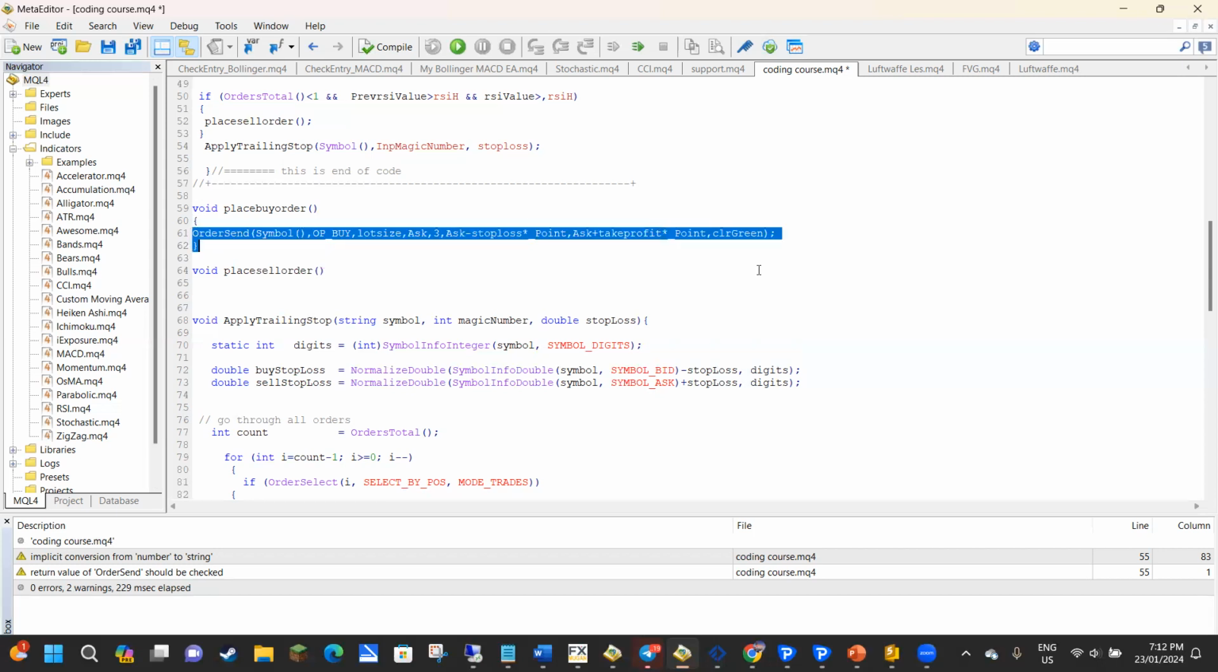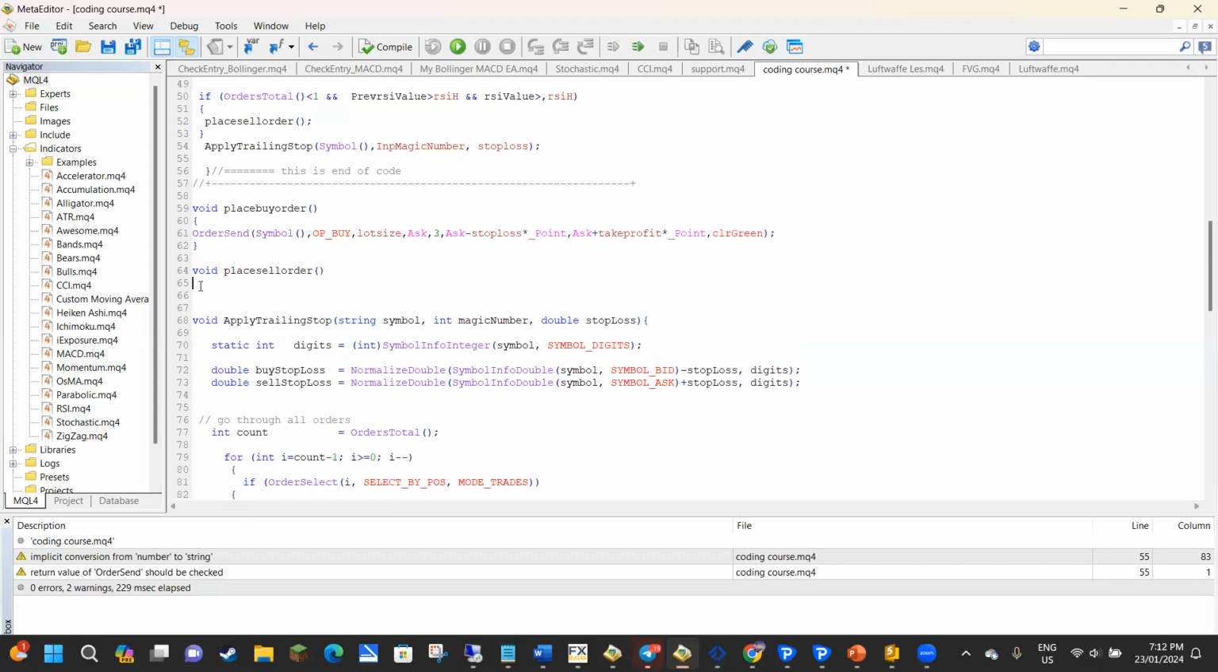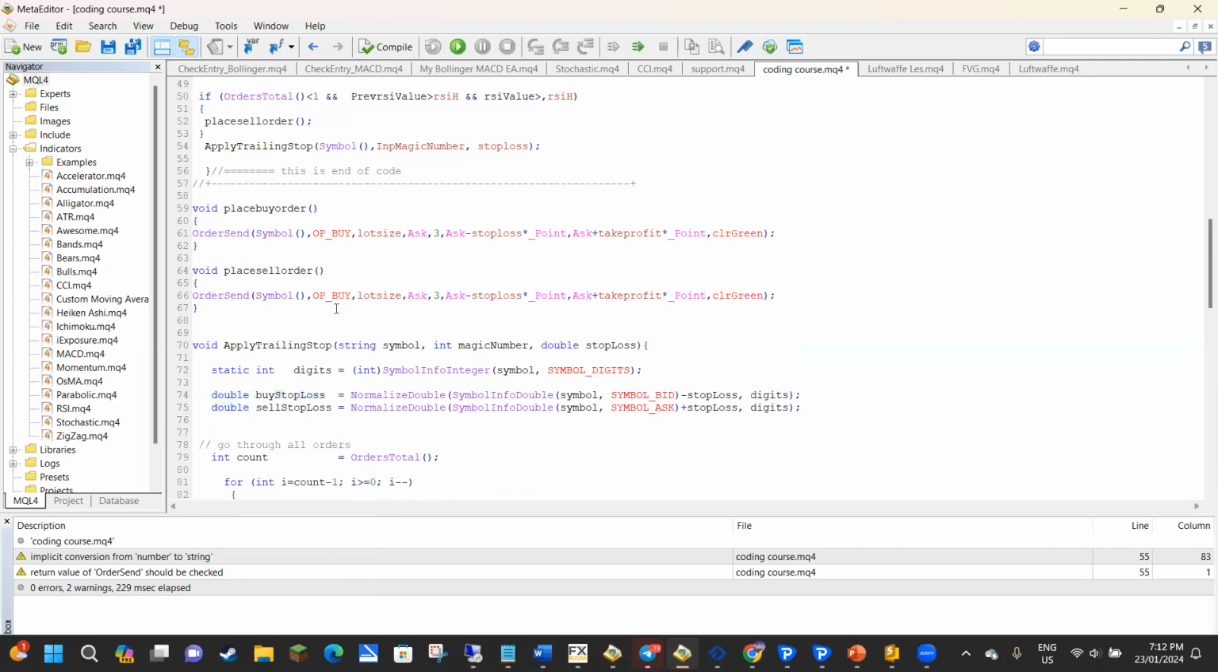And I'll just copy all of it, I guess. Copy that, put it in there. And let's see what we need to change. Obviously, we need to change it to a sell order. Still going to use the same lot size, but we're going to place it at the current bid price instead of the ask price. And the stop loss is also going to have to be bid.